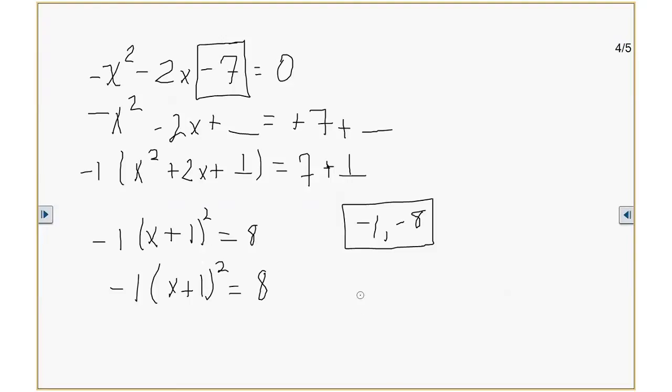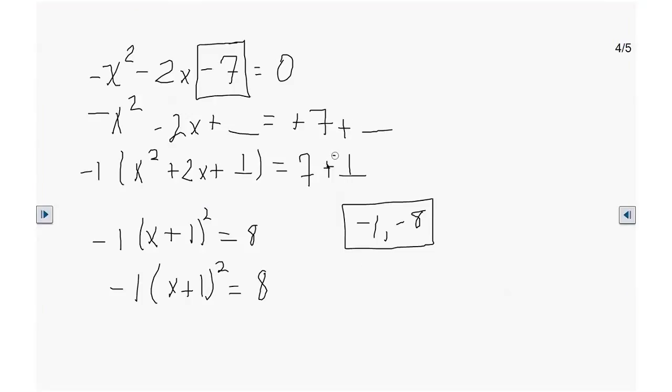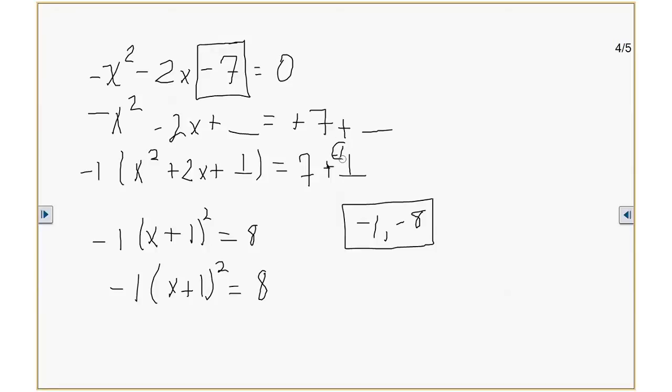Remember you said when you pull out something in the front, you have to do it to the other side as well? You're right. I'm so sorry. You're right. I messed up. So it'd be 6. My bad.